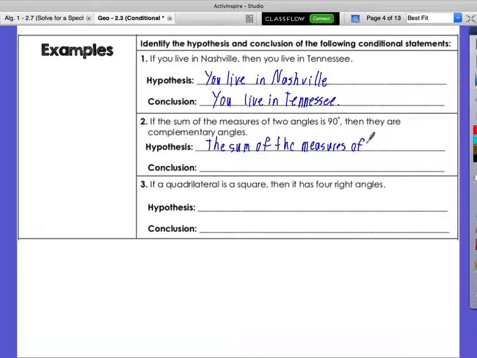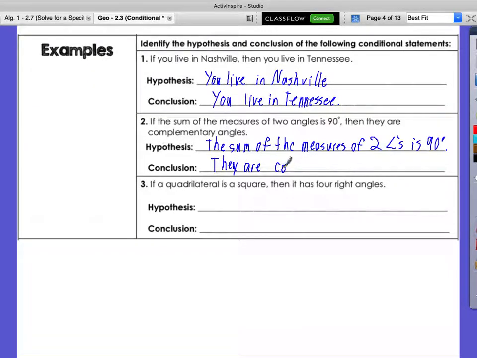The sum of the measures of two angles, and here's what I'm going to do. Like I said, I'm a lazy writer. I'm going to write 2, like the number, then the angle symbol, apostrophe s, is 90 degrees. See how it fits now? Boom, magic, and you don't have to write as much. What's our conclusion then? Mackenzie, what would our conclusion be? Very good, they are complementary angles.